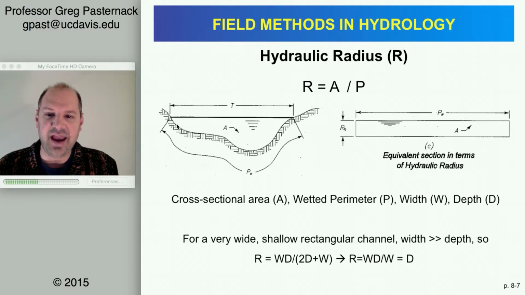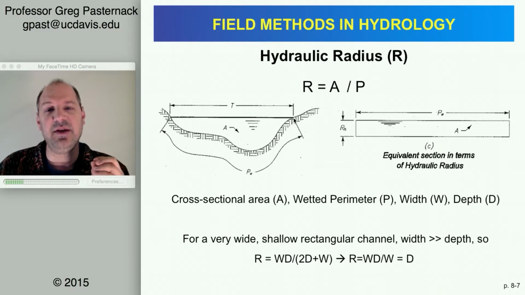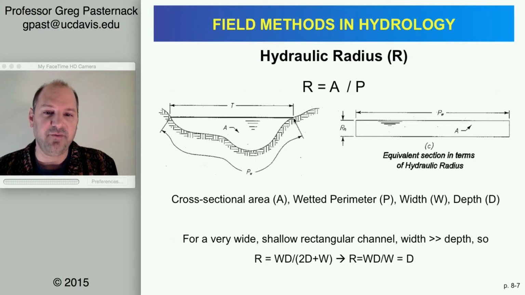The cross-sectional area is the domain, in this box I'm drawing here where the water is basically. And then the wetted perimeter is the line at the interface between the bed and the water from one bank to the other. So we can draw that here as the wetted perimeter.